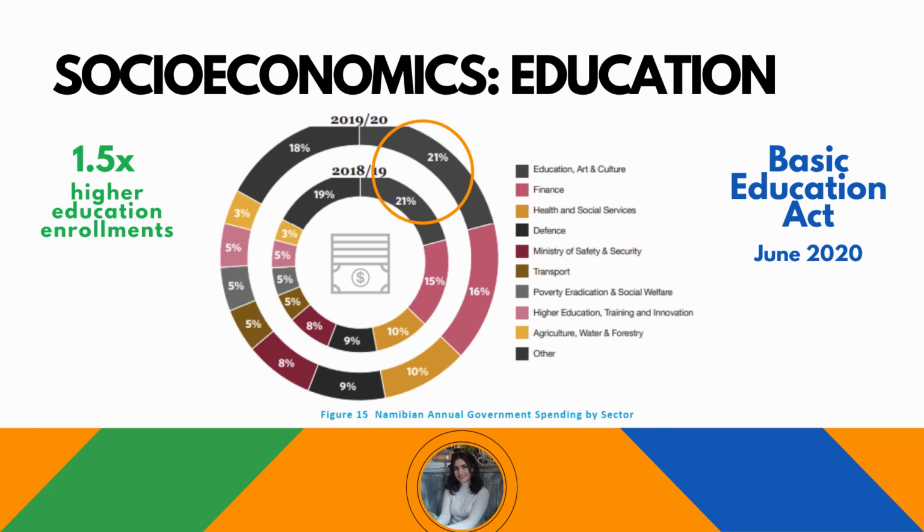Since its independence, Namibia has worked to reform its education system into a more modern curriculum with English as the instruction language. As part of that effort, Namibia's biggest share of national expenditure since 2007 has been on the education, art, and culture sector. This ensured a 1.5-fold increase in the number of higher education enrollments by 2016. Most recently, Namibia also introduced the Basic Education Act to facilitate the obligation of inclusive quality education for all students.